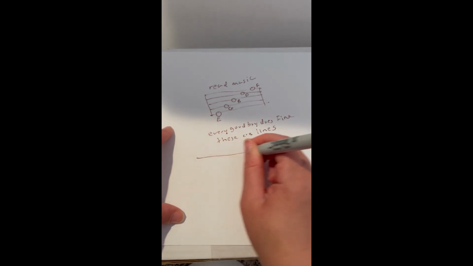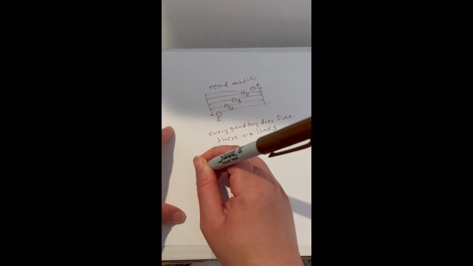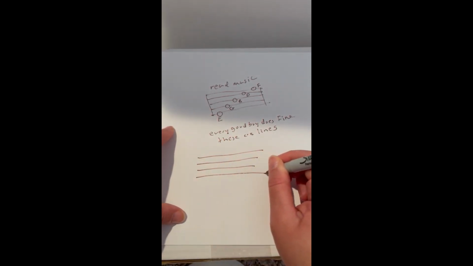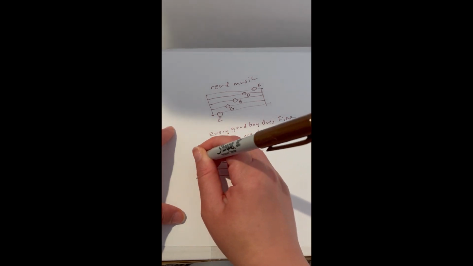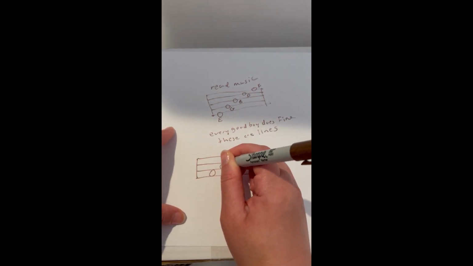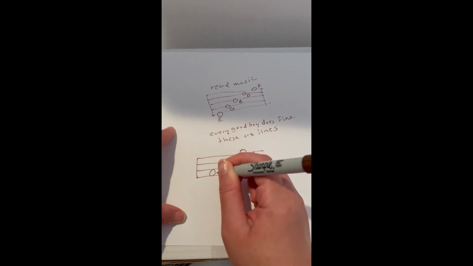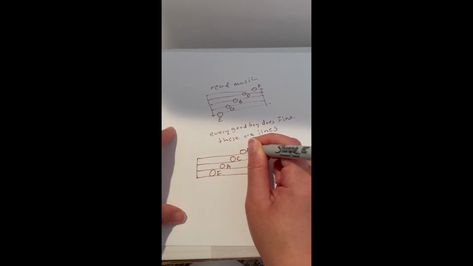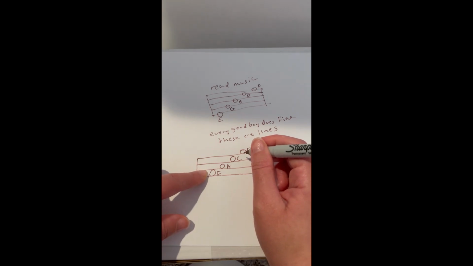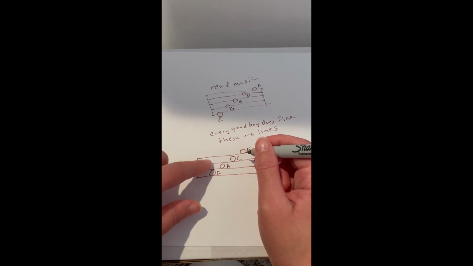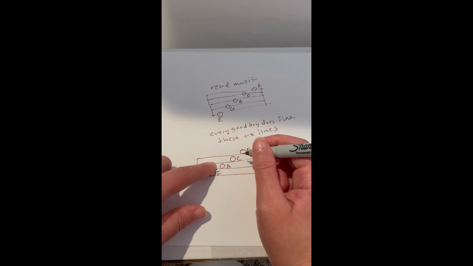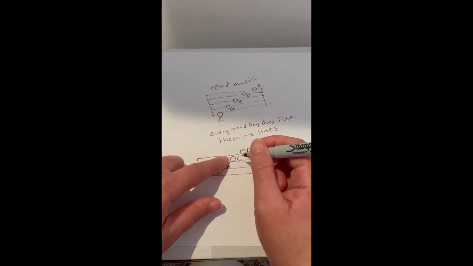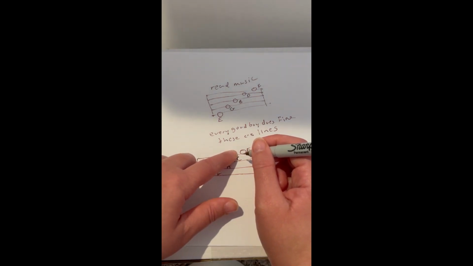Now for the spaces, there are 4 spaces. You have F, A, C, E. You can remember that as space. The bottom space is F. The second space is A. Third space is C. The top space is E.